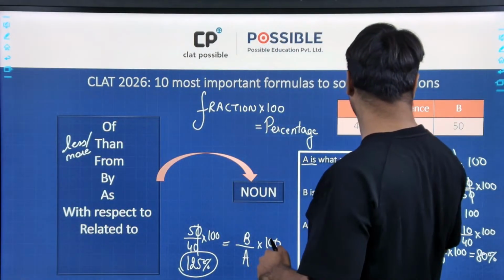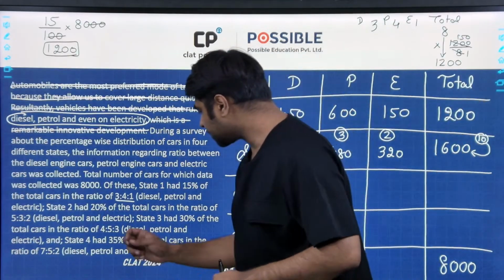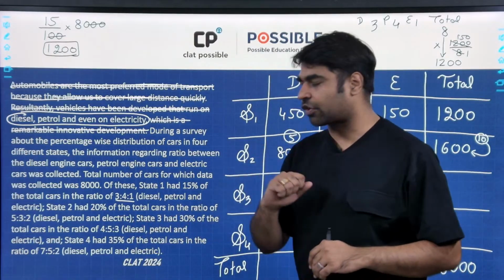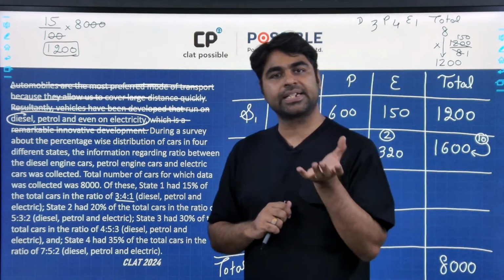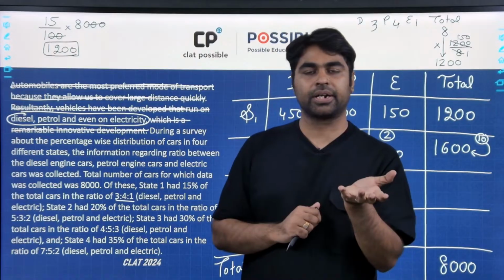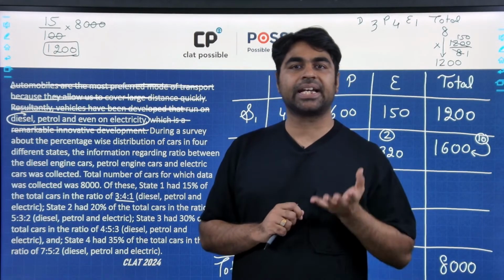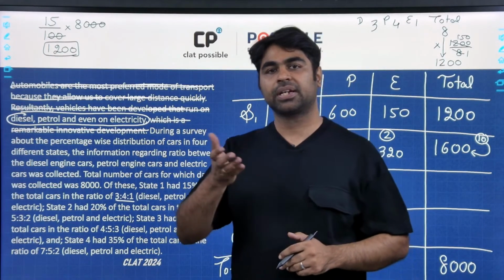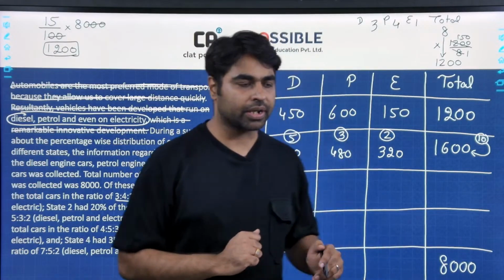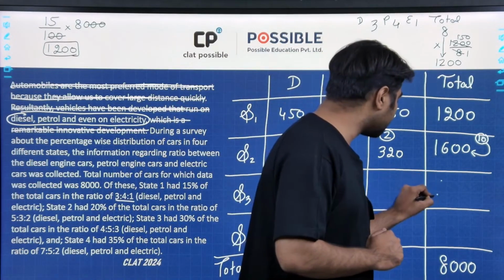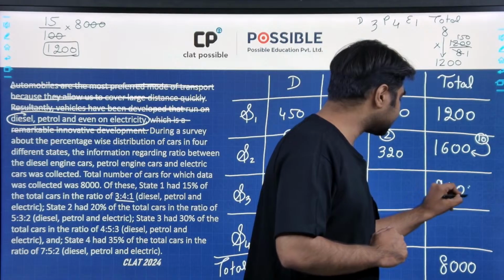Okay, yeah, we are back. So state 3 has 30% of the total cars. If 10% is known to be 800, then 30% will be 3 times 10%. So it will be 800 into 3, 2400. So the total here will become 2400, my friends.